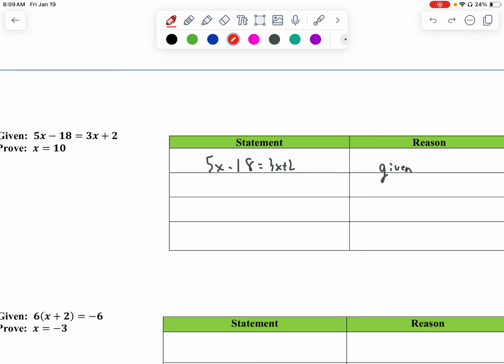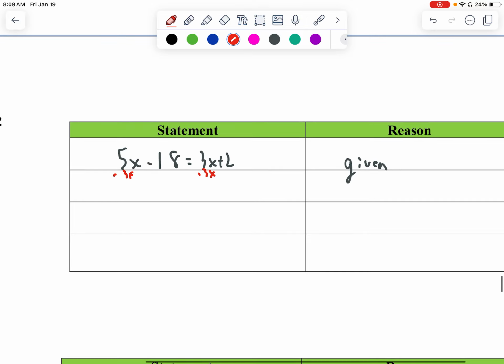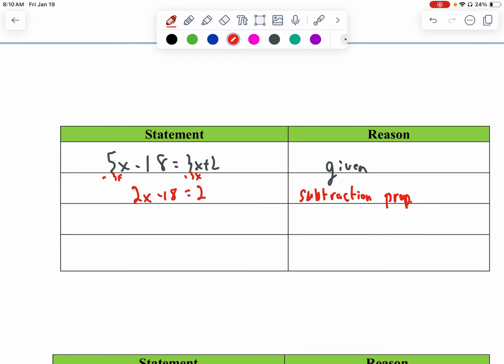So I'm going to get rid of this 3x first, minus 3x on both sides. What this gives us is 2x minus 18 equals positive 2, and we got that through subtracting, so subtraction property of equality. Now we just need to proceed like normal to get this x by itself. So I need to add 18 to both sides, plus 18. That gives me 2x equals 20 by adding.